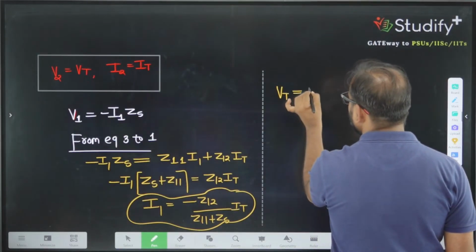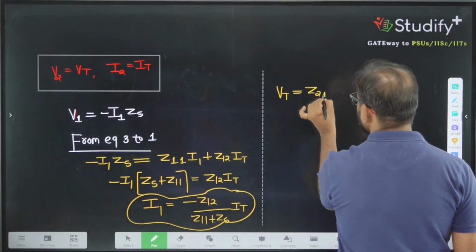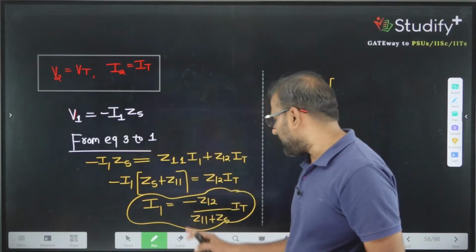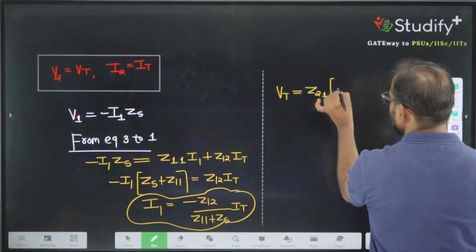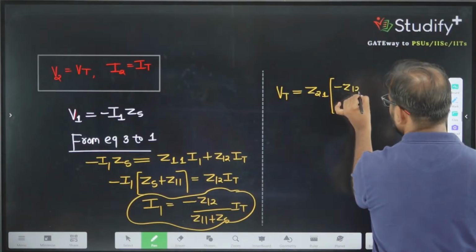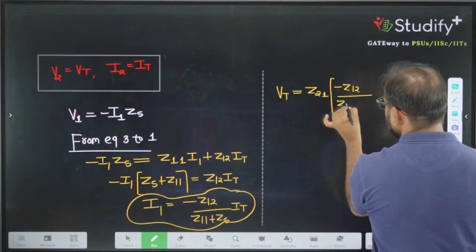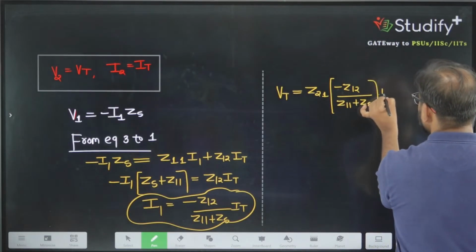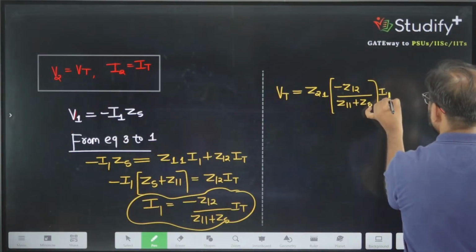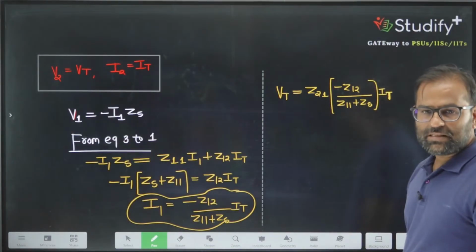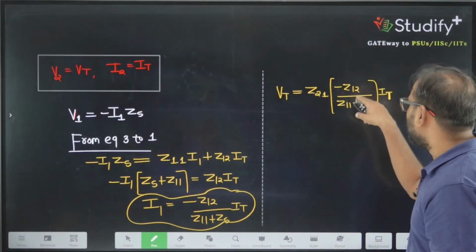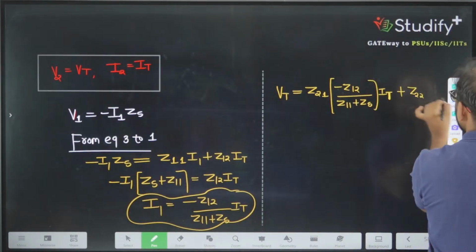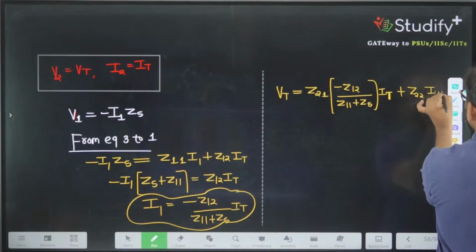V2 is Z21 into I1. But I am not interested in I1, because I am interested in the ratio of VT by IT. So I1 is given in terms of IT: minus Z12 divided by Z11 plus Zs into IT. And what else? V2 equal to Z21 I1 plus Z22 I2, so the second part is Z22 I2. And what is I2? I2 is IT.